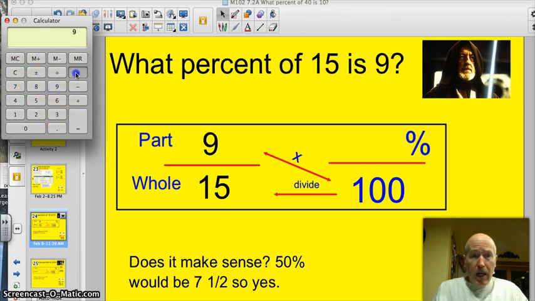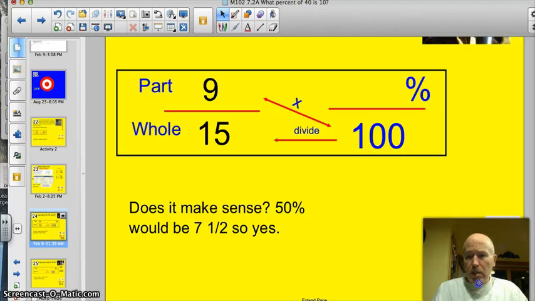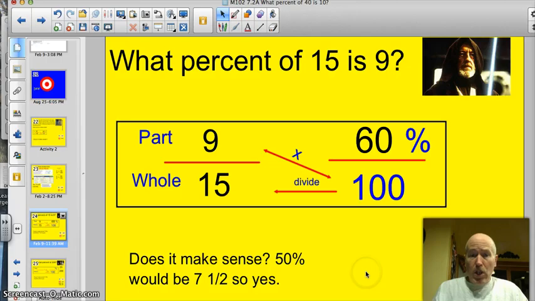9 times 100 would be 900, and I will divide that by 15. That gives me 60%. So I'm going to put 60 up here, so I've got 60%. Now, the question is, does it make sense?